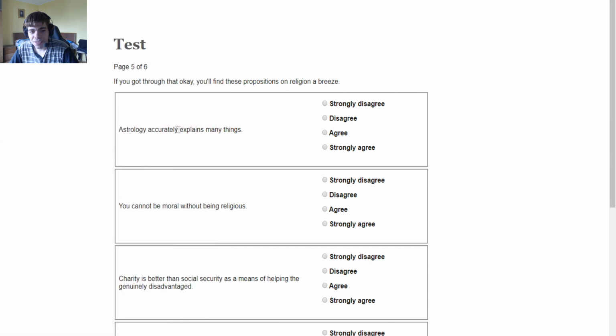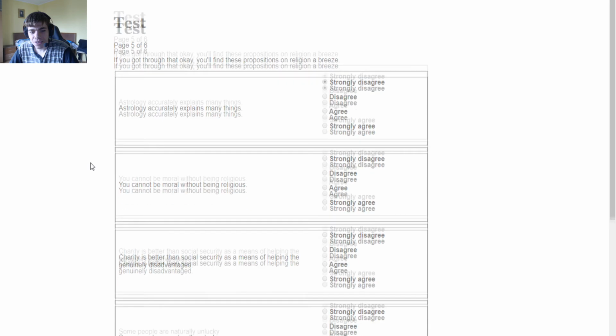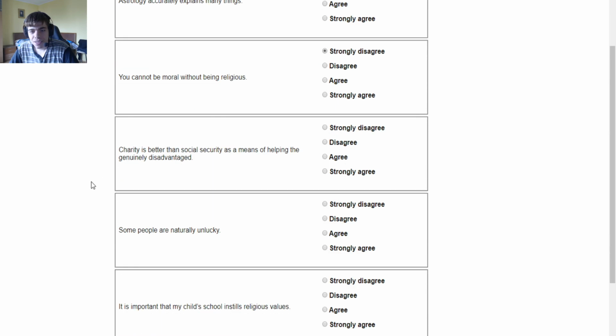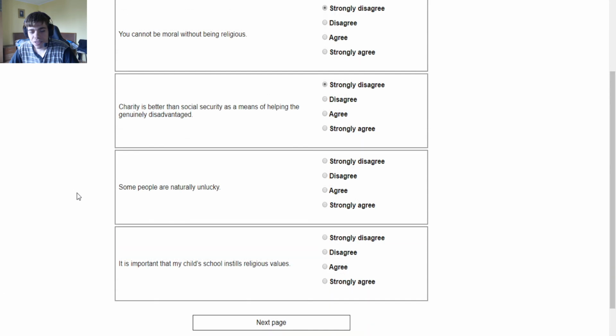Religion. This will be fast. Astrology accurately explains many things. No. It cannot be moral without being religious. No. Charity is better than social security as a means to... no. Some people are naturally unlucky. I guess. I'm not sure exactly what this one refers to. It is important that my child's school instill religious values. No.